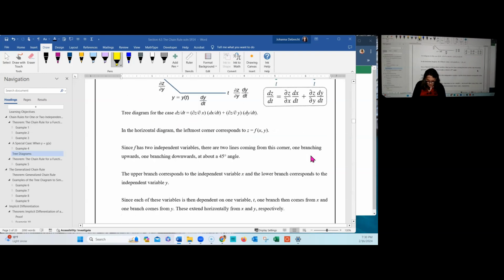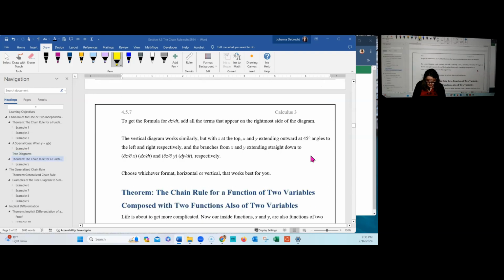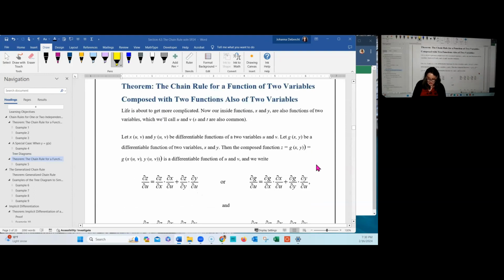Let's go ahead now and take a look at another example. Let's take a look at the chain rule for a function of 2 variables composed with 2 functions that are also functions of 2 variables.